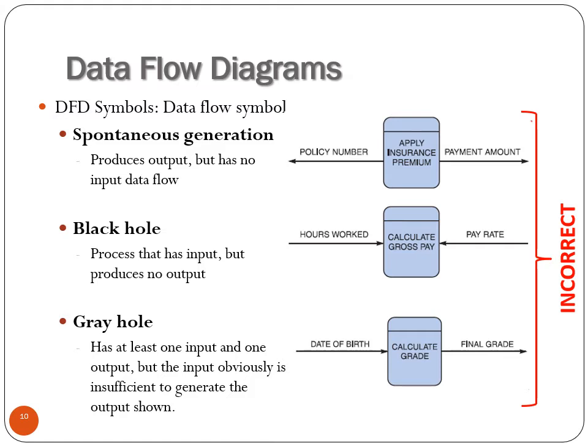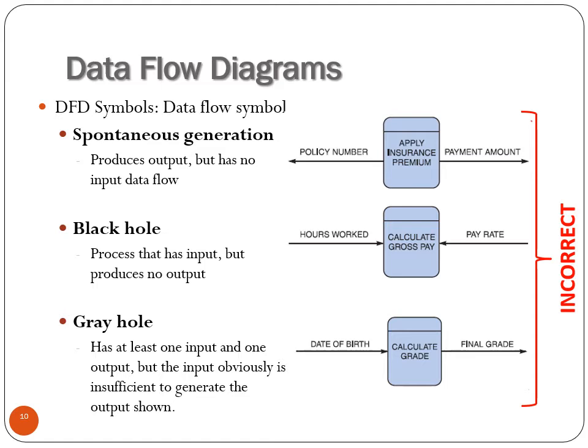There are three data flow and process combinations that we must avoid. Firstly is spontaneous generation. The process produces output but has no input data flow. Look at this example. The apply insurance process produces two outputs, policy number and payment amount. However, it has no input data flow to the process to produce the output.